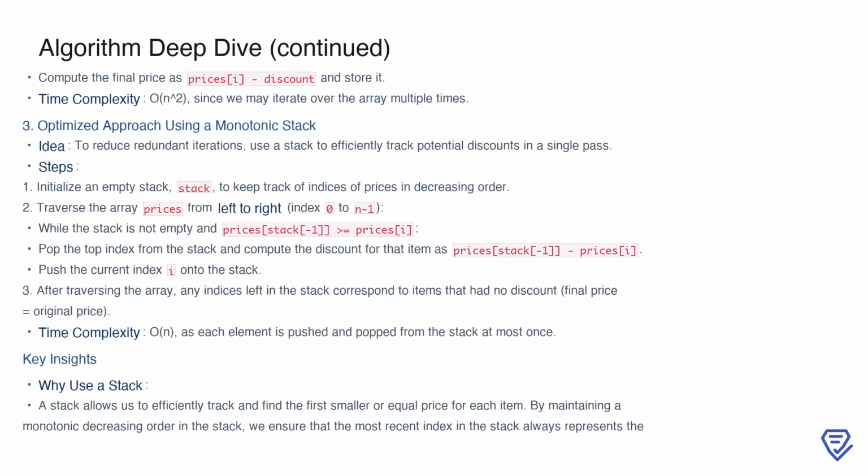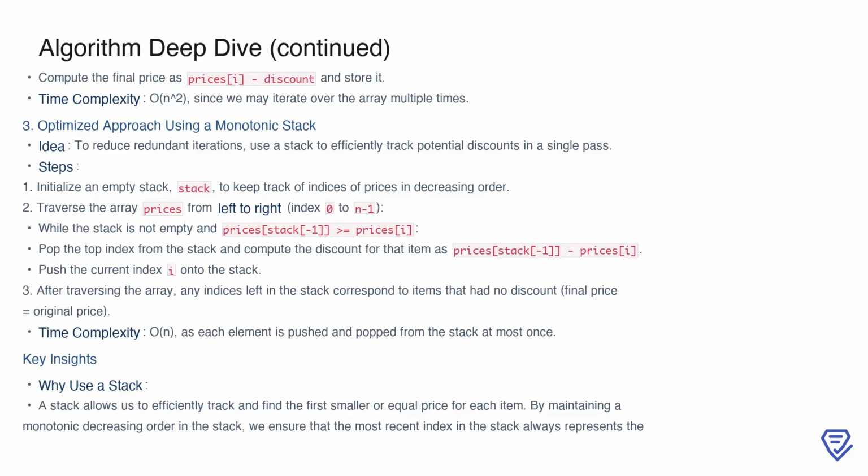To address the inefficiency of the brute force method, we turn to an optimized approach using a monotonic stack. This approach reduces redundant iterations by leveraging a stack to track potential discounts in a single pass. The process begins by initializing an empty stack that will store the indices of prices in a decreasing order. We then traverse the array from left to right.